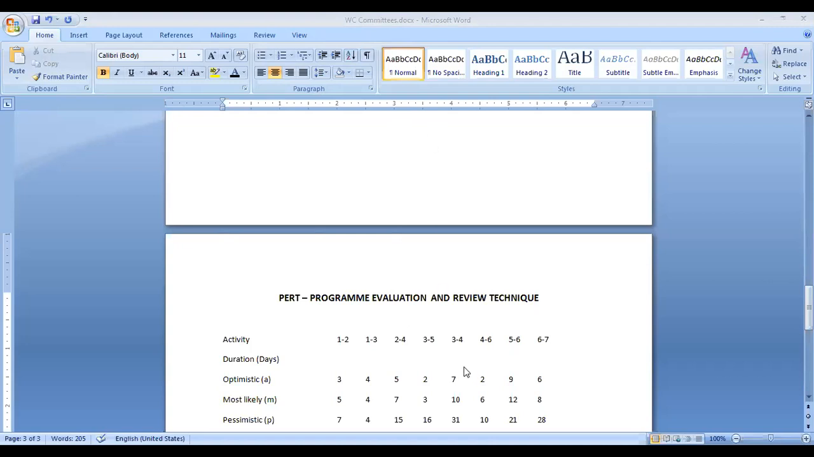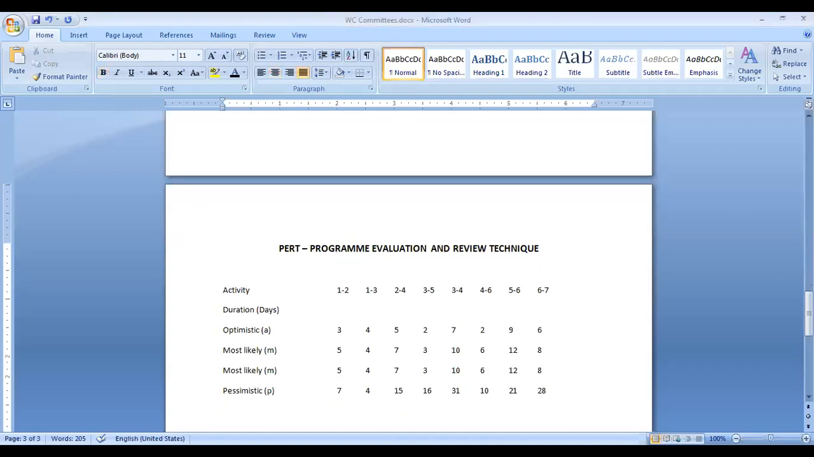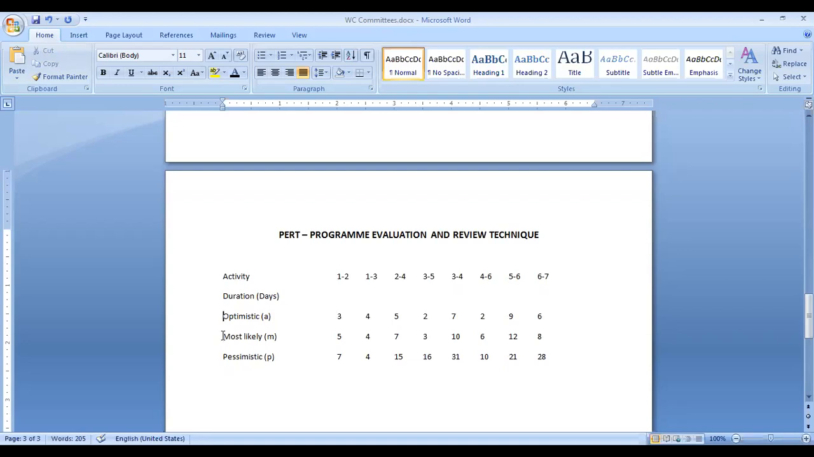Now we are going to read out the further things in this PERT. In PERT, you will be given 3 timings. The first one is called the optimistic time, which is referred to as A. And then you have the most likely time, and then you have the pessimistic time.